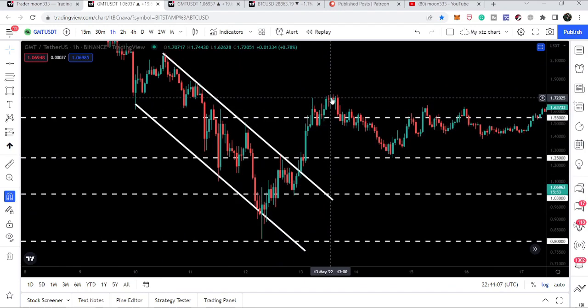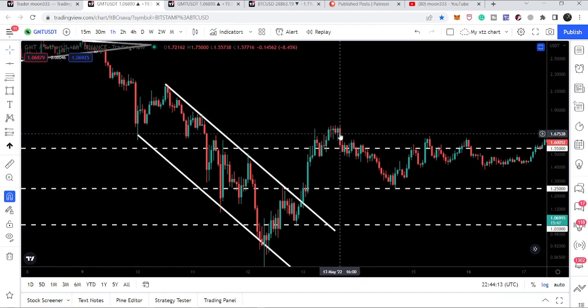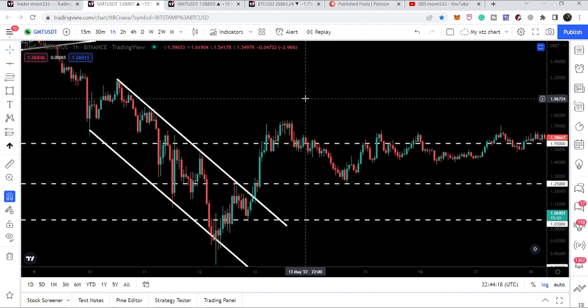We had a small rally. The target was here at the top of the channel, approximately at $2.15, but the price line moved up to $1.75 and could not continue its move.